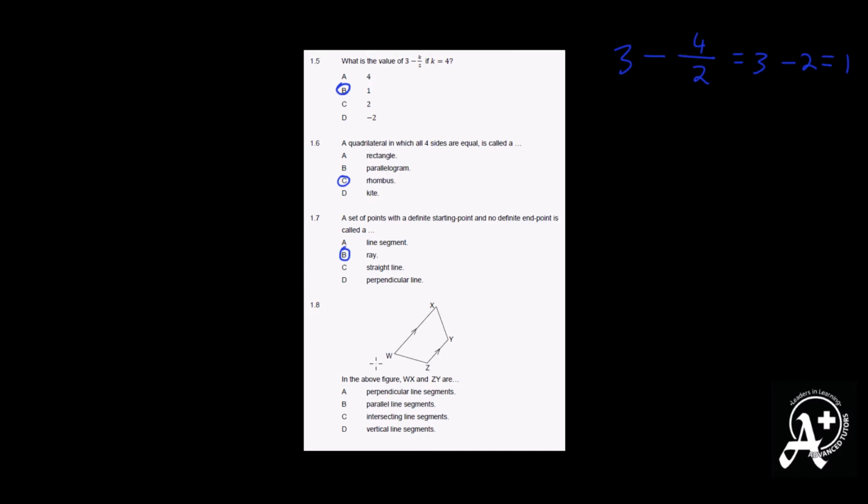In 1.8, they ask us, in the figure above, or rather in this figure, WX, that line there, and ZY are what? Because we've got these two little arrows here, we know that these two are parallel to one another. If they were perpendicular, they would have made a 90-degree angle, which we can see they don't do there. But they are indeed parallel to one another. So the answer is B, meaning that the angle of these two lines is equal, meaning they will never intersect one another.